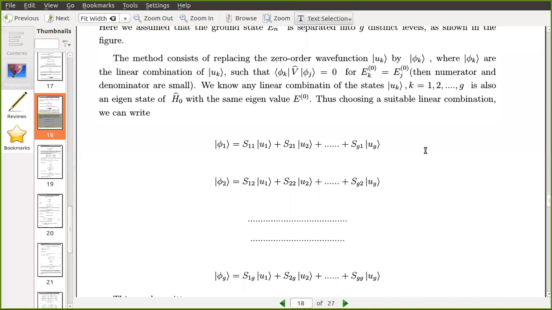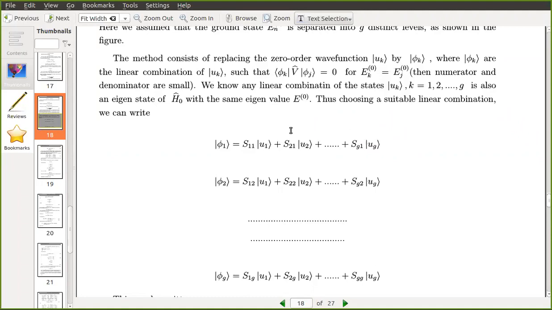So we are continuing the degenerate perturbation theory, time independent perturbation theory. We discussed an example of degeneracy equal to 2. Then we extended that discussion to degeneracy g. So we have considered g states which are degenerate, u1, u2, up to ug. These are the degenerate states.